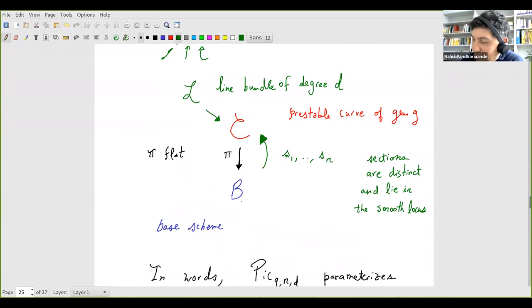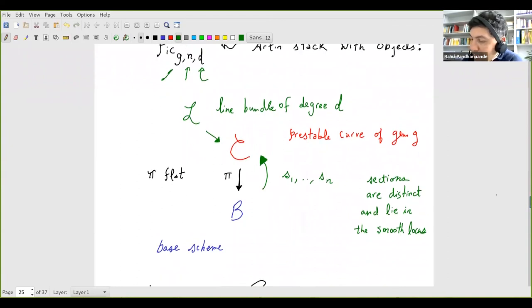So an object of this Picard stack is a base, a family of curves, and the N sections. The sections are distinct and lie in the smooth locus, so we don't have any confusion about the sections. The sections behave properly. And we have a line bundle. That's the Picard part of the Picard stack. So you can think of it as a moduli space of curves with marked points and line bundles.